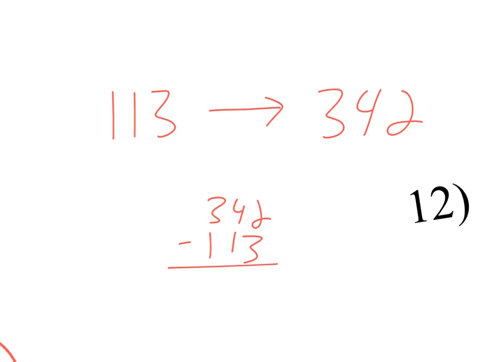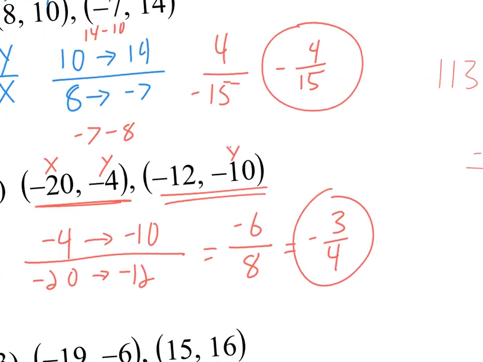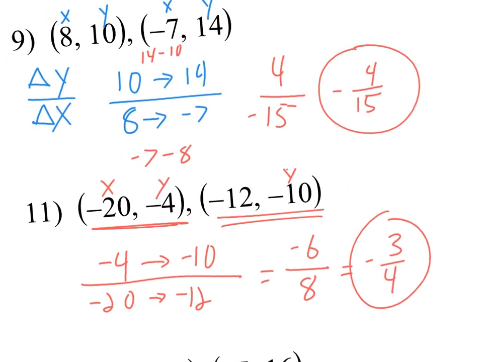That's the same thing. Wait, but on this one over here, you did 10 minus 4, but then you switched it around on the bottom one and you did 20 minus 12. So does it matter what... No, see, look, negative 4 changed into negative 10. Negative 20 changed into negative 12. So you would just subtract what it changed to first and then the original number.